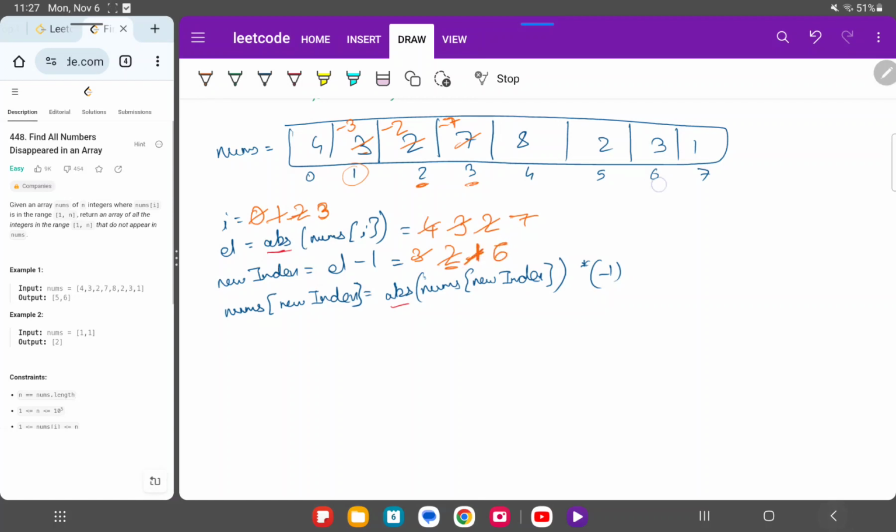So we go to index 6, that is here in this case, and whatever the absolute value there is, that is 3 in this case, we multiply it by -1. So -3. I'll just clean this up a bit.